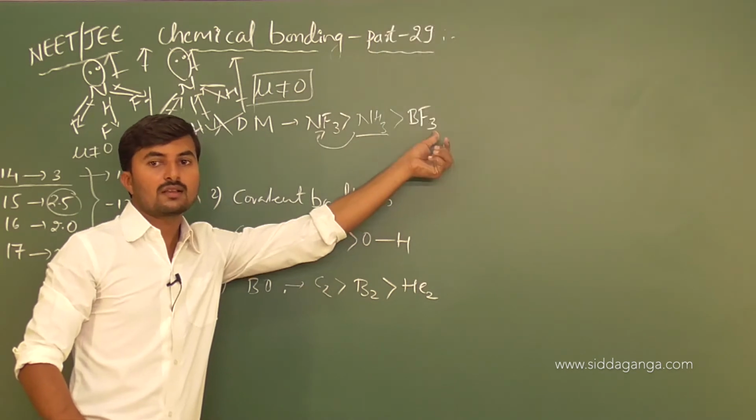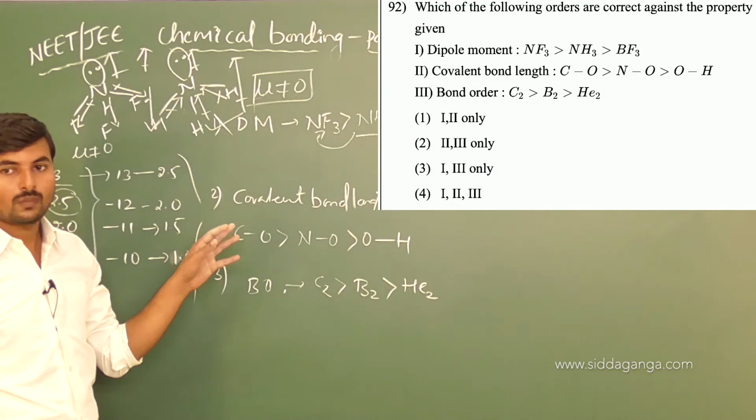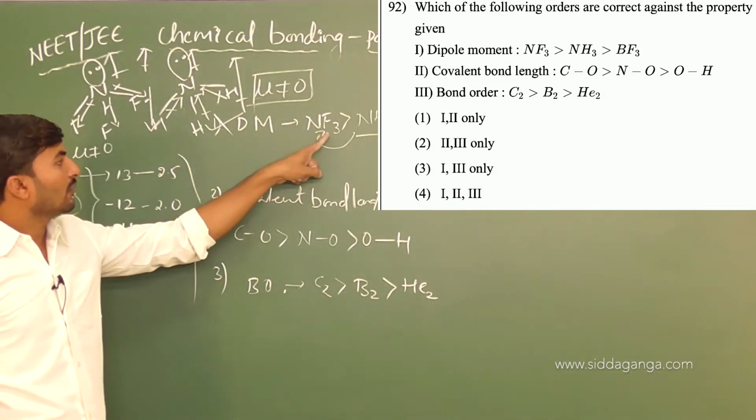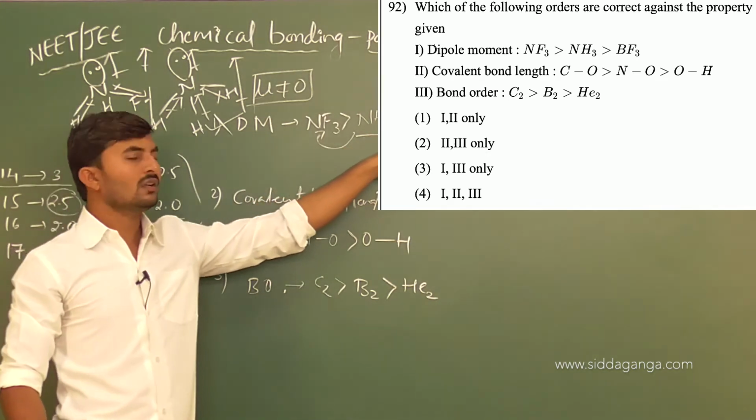BF3's bond angle is 0 here. Then here the dipole moment of NF3 is less than that of NH3, that is less than BF3.